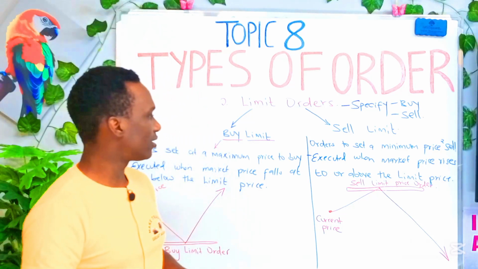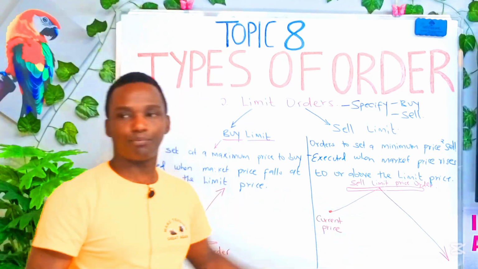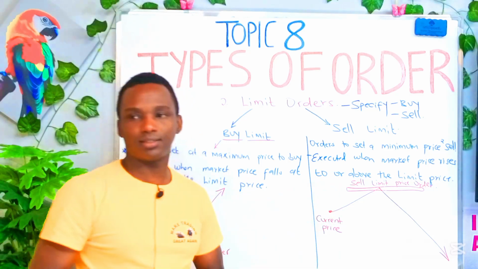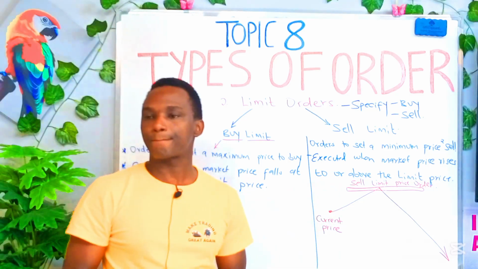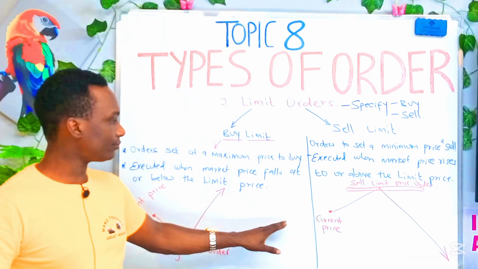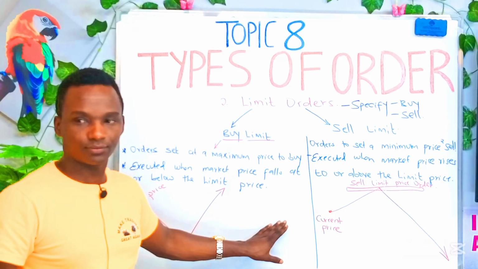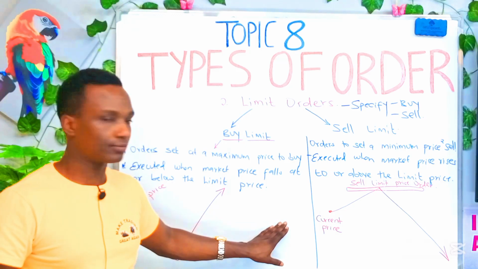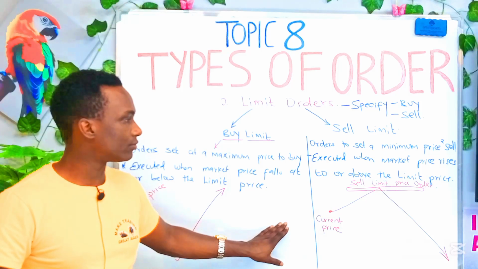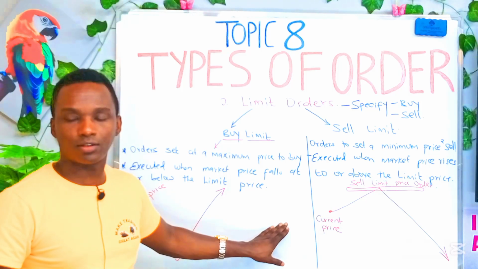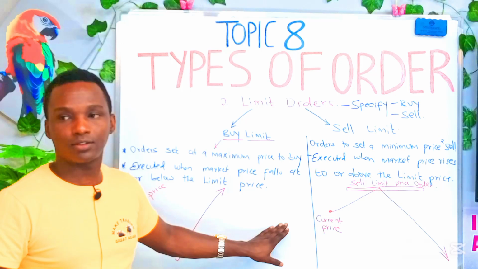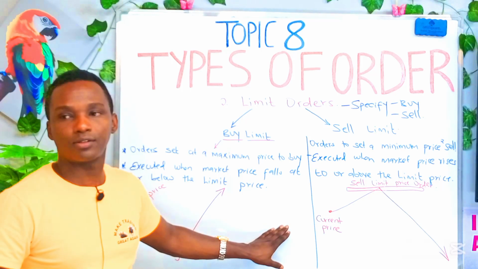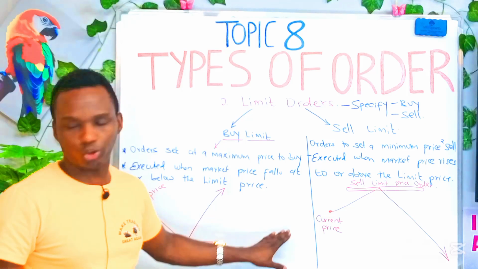I want you to copy this. This is very important. For example, if the current price is there, it means that it will buy. Then when it reaches a certain point where you have put your sell limit order, automatically it gets activated.